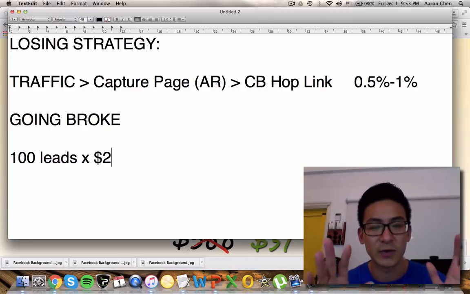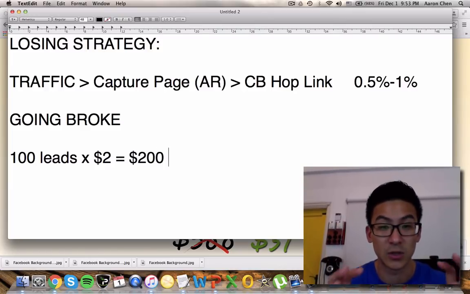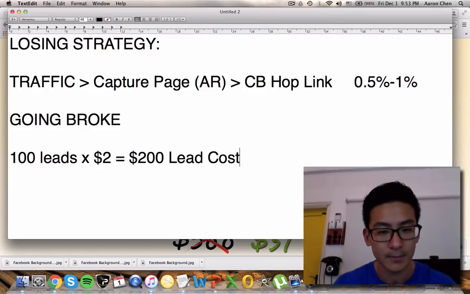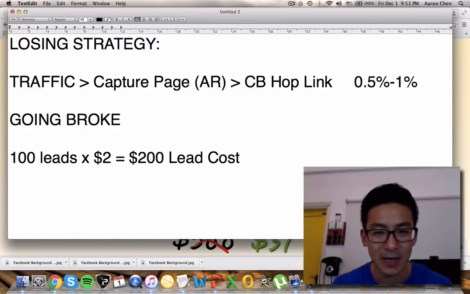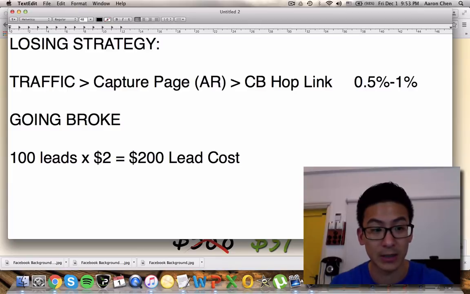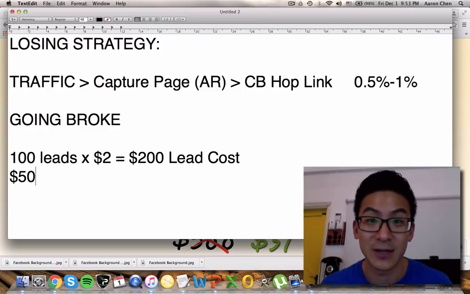But let's just say, for simplicity, 100 times 2 equals $200 is your lead cost, okay? Now, let's just say that only one person out of the 100 people buys your product. And for argument's sake, let's just say your product is $50, okay? Which is not, by the way, because in this example, it was $33, right?